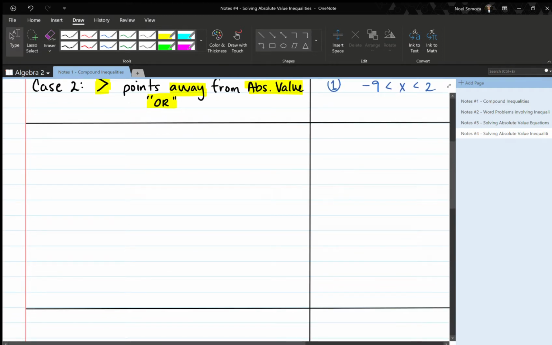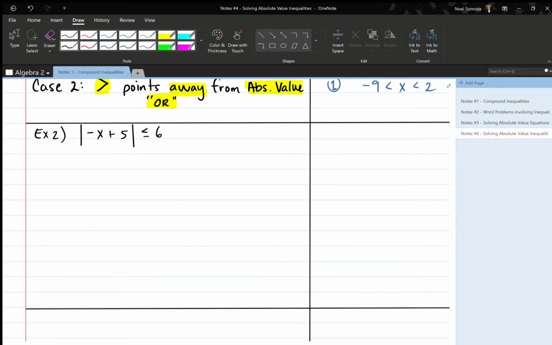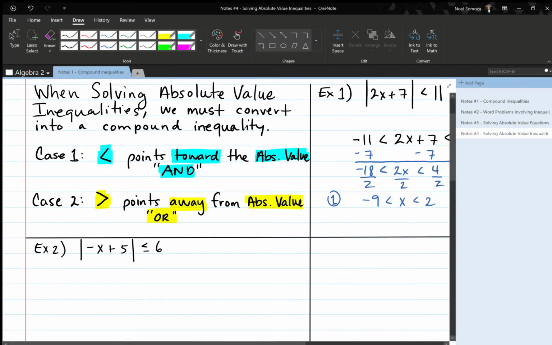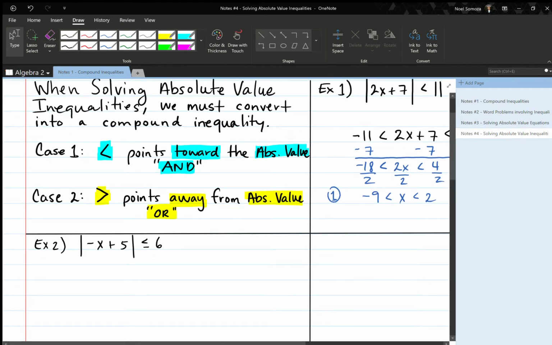Example 2. Absolute value of negative x plus 5 is less than or equal to 6. So the first thing you want to do is, where is the arrow pointing? Towards the absolute value or away from it? Towards. So you go back up. If it's a towards, that means it's an and problem, which means we create a sandwich. Okay, create a sandwich.